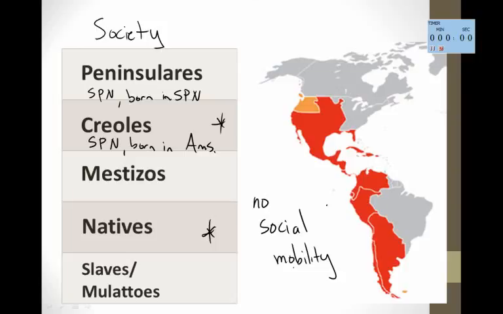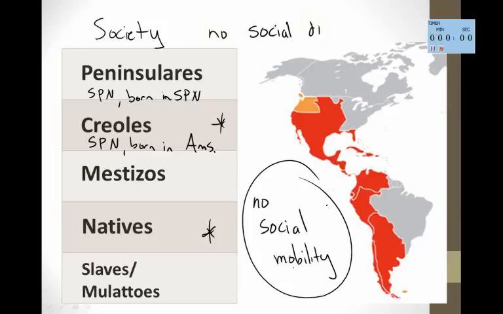The last thing I want to point out is that there was little or no social diversity. Because if you think about it, in terms of ethnic demographics, the only types of person in the Spanish colonies at the time were the Spanish, the Native Americans, and the Africans. That's it. They didn't encourage the British or the French to come into their colonies because of mercantilism. There isn't very much ethnic diversity. There's also no religious diversity because everyone is Catholic. So if you look at it, there's very little social diversity.